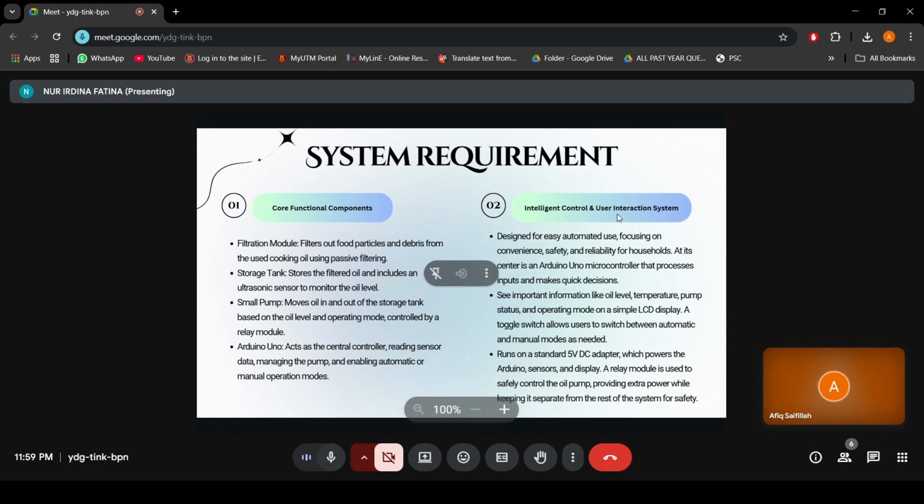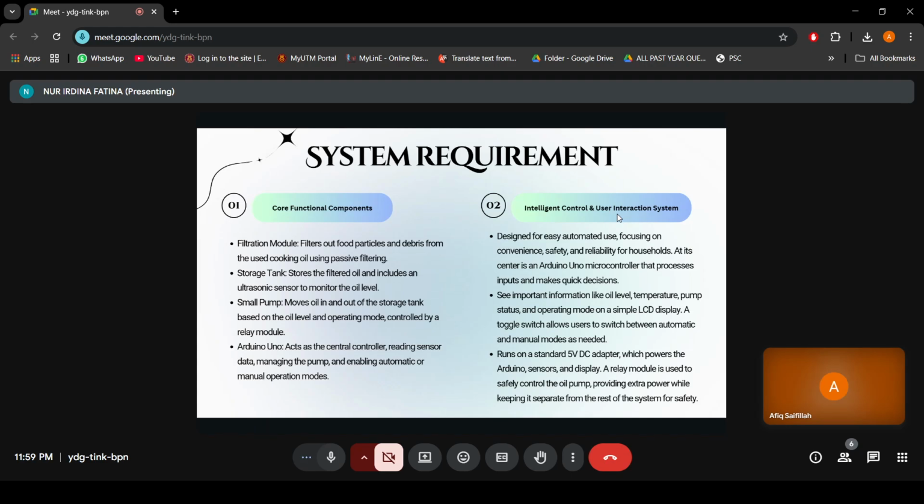The second is the storage tank, which stores the filtered oil. For the first tank and the second tank, it stores the filtered cooking oil after the process. So next is a small pump to move the oil between the filtration stages, and last is our microcontroller, Arduino Uno, to act as a central controller and read the sensor data.